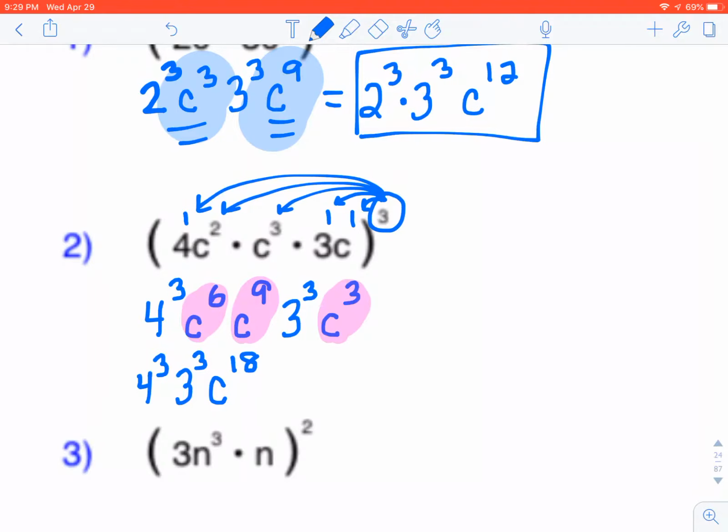So again, we know we're done when all the bases are different, you don't have parentheses, and you don't have negative exponents. Order I'm not really concerned about. Just make sure that your coefficients in front, that we can tell that they're separate. We don't want that to look like a 43.